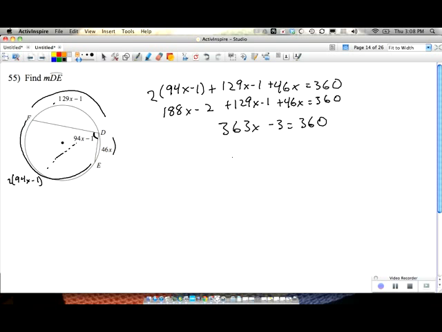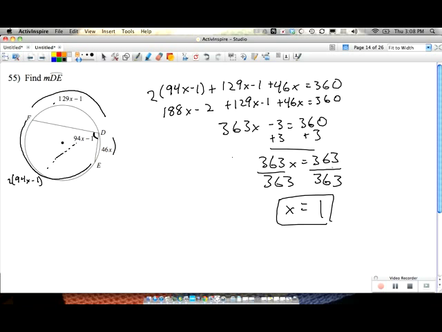If I add 3 to both sides, then I got 363x equals 363. It's pretty obvious what x should be here. I actually wrote too many x's, taking them back now. So if I divide both sides by 363, 363 over 363, that's a lot of 363s, but they simplify to just 1. x equals 1.